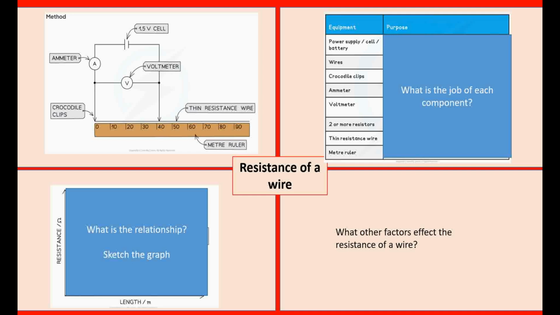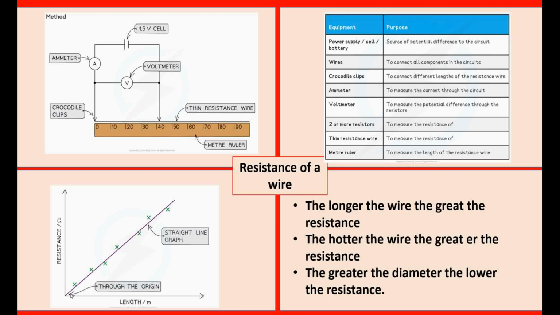Okay, moving on. We have a pretty straightforward graph. It again is directly proportional. Okay, a straight line that goes through the origin. Okay, the longer the piece of wire, the more chance we have of electrons colliding with metal ions, which will increase the resistance. Okay, so directly proportional between length and resistance.